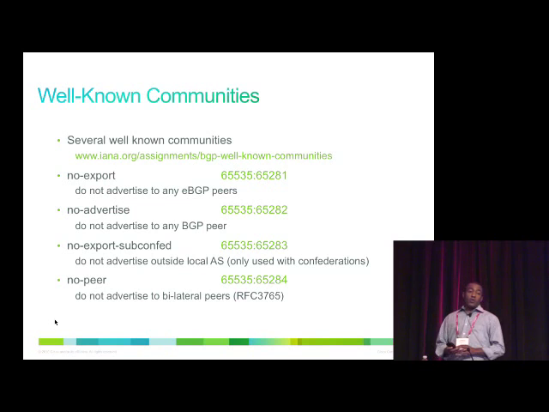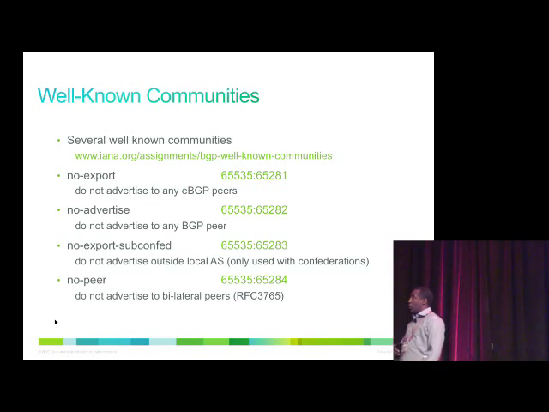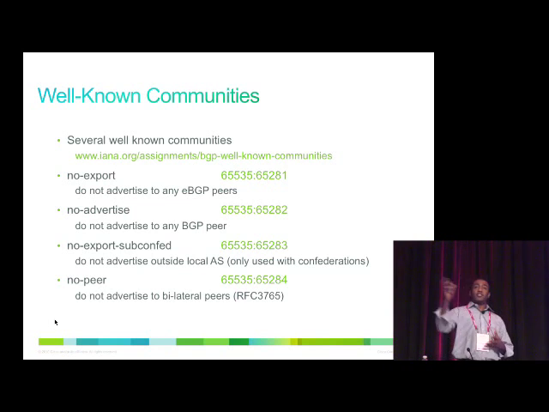There are several well-known communities. The most common ones are no export, and we'll see what that means. It means you don't advertise to another autonomous system. No advertise means don't advertise to any peer. No export subconfederation means don't advertise to a subconfederation. We'll discuss that later on. And no peer means don't advertise to a bilateral peer.